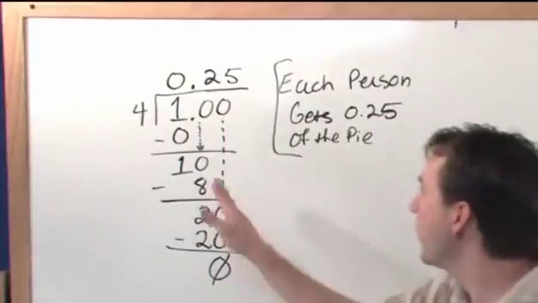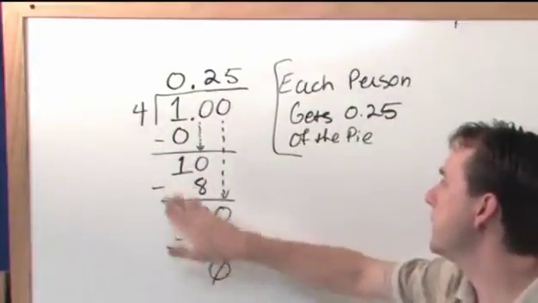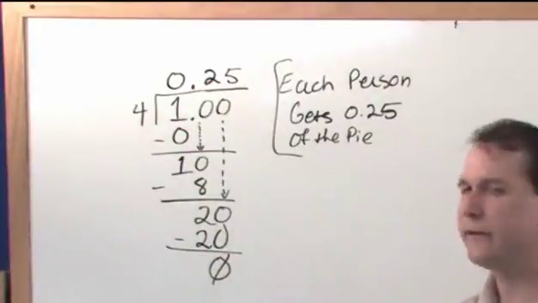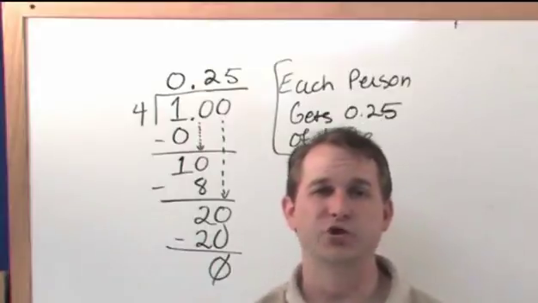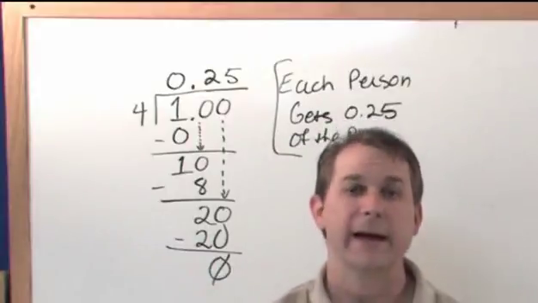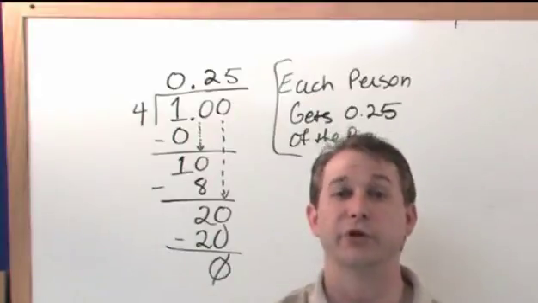So you've used your division to work through it to find out that each person gets 0.25 of that pie, and you knew you had to divide because you were given the total amount of pie, which is 1 pie, and you were dividing it among 4 people, so you're dividing.